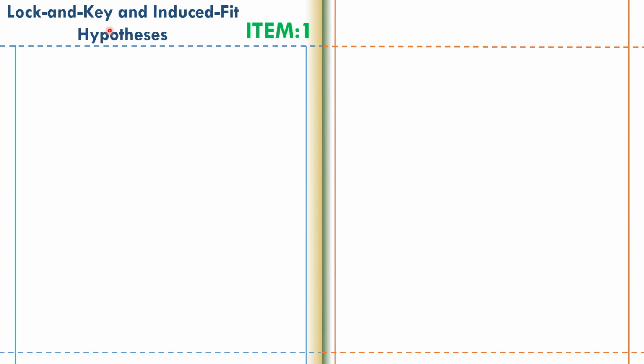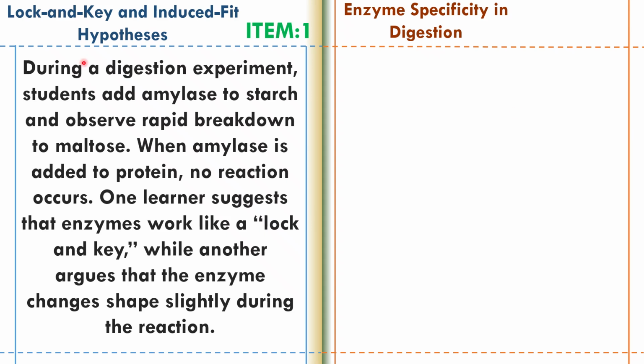Let's start with the lock and key and induced fit hypothesis. Item 1. We shall start with enzyme specificity in digestion. During a digestion experiment, students add amylase to starch and observe a rapid breakdown to maltose. When amylase is added to protein, no reaction occurs.